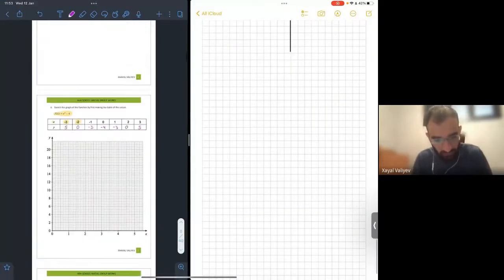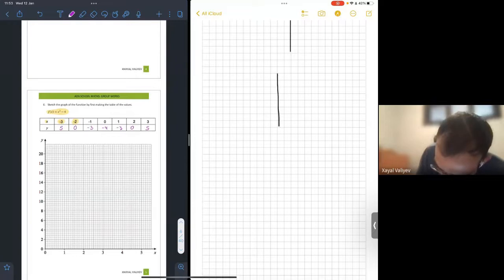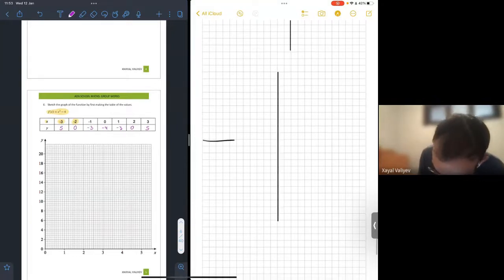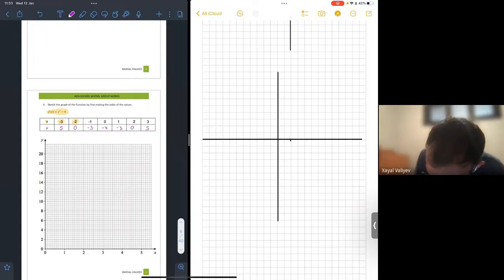If I want to sketch it after completing my table, I'll just do this, and I need to number. Let's say this is 1, this is 2, this is 3, this is 4, this is 5, and then negative 1, negative 2, negative 3, negative 4, and 1, 2, 3, 4, and then negative 1, negative 2, negative 3, negative 4, negative 5.